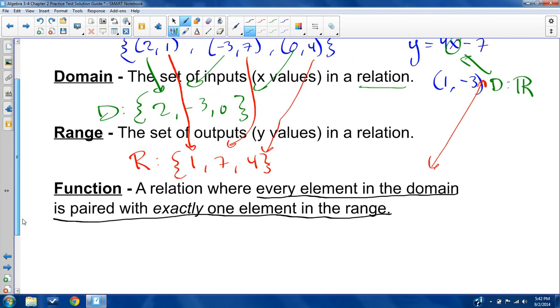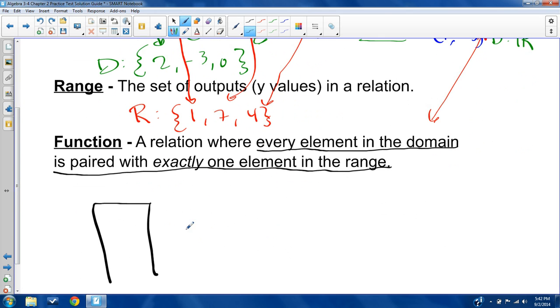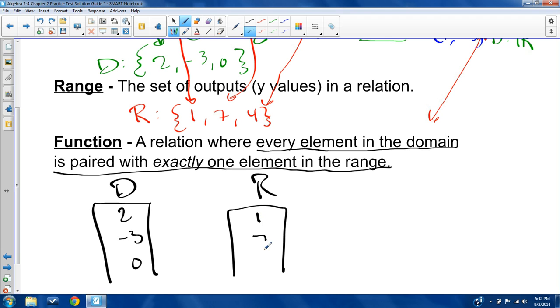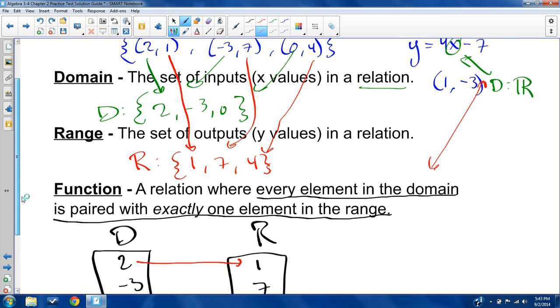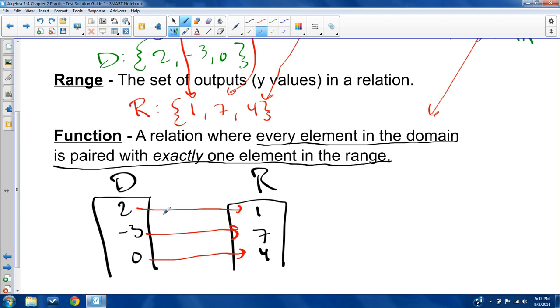I will draw a mapping diagram for you. I draw a column for my domain and a column for my range. And I draw out these points, (2, 1), (-3, 7), and (0, 4). The fact of the matter is, I can map the 2 to the 1 because (2, 1) was one of my coordinate pairs. Then -3 to 7, and 0 to 4. Only one x value that stems off to 2 different y values. Okay, and that's an important thing to understand.